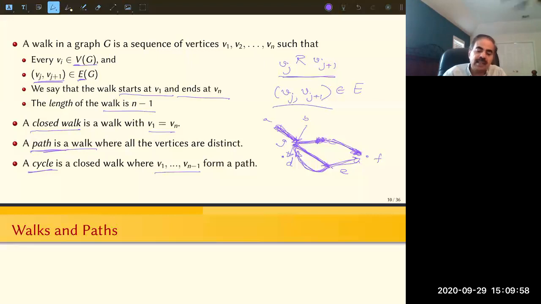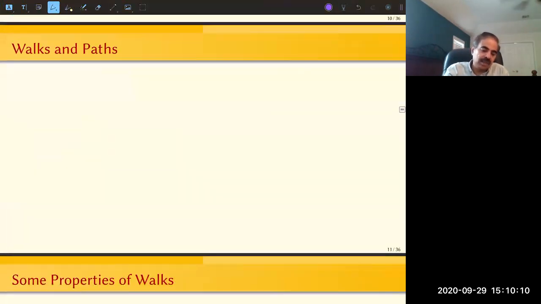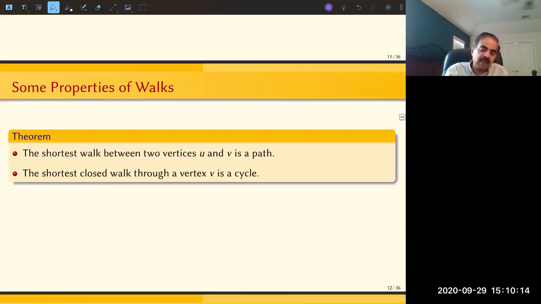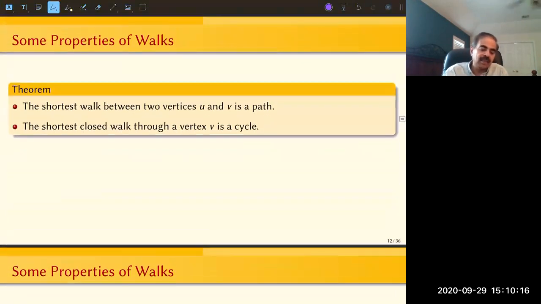So V1 to Vn minus 1 is a path, and Vn happens to be the same as V1, right? So those are the notions, and we gave some examples last time, and I gave you an example now, and then we made a few observations.